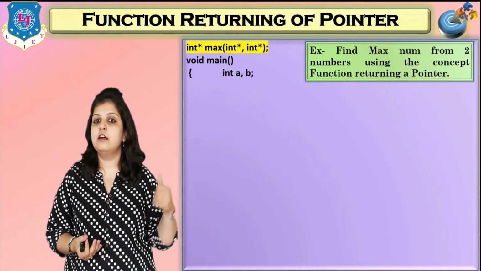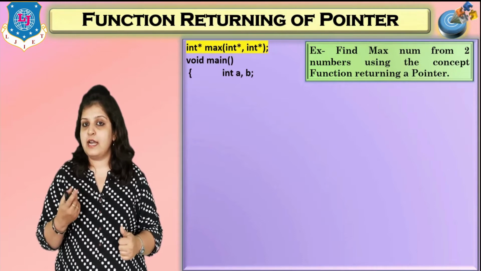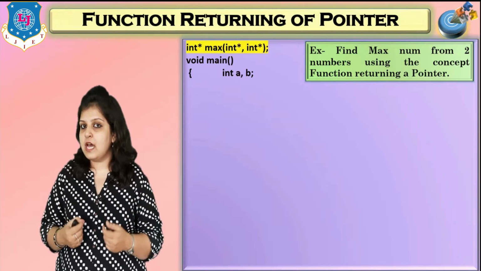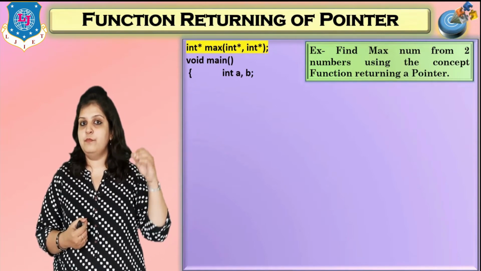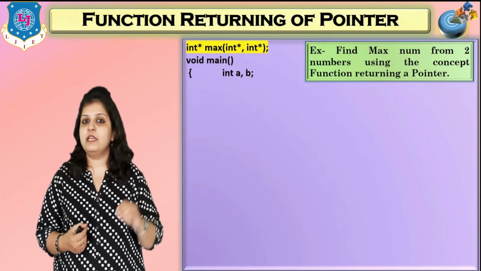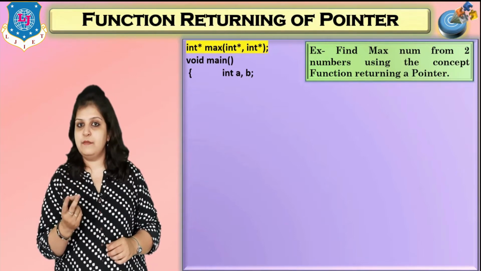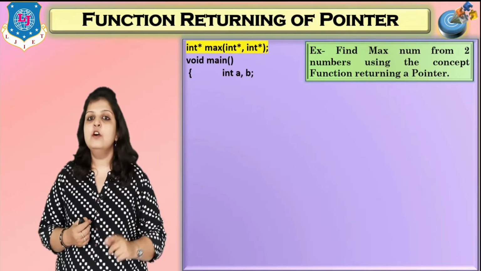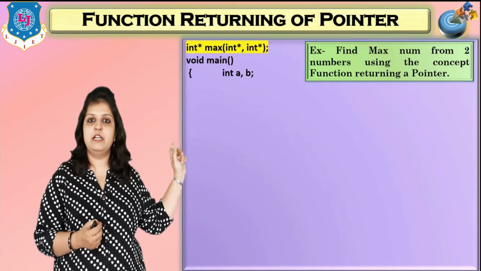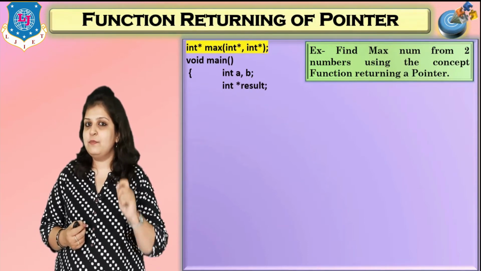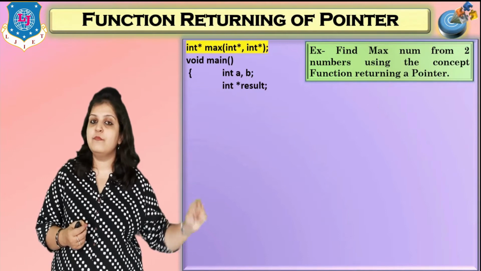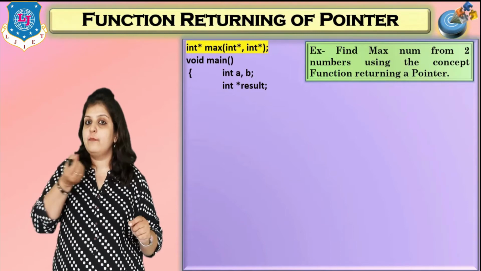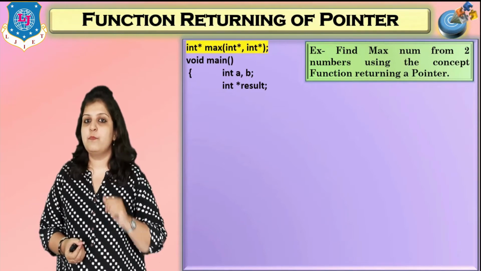Now write the main function. Which type of function is this? It is the category of return type with argument. When you use the with-argument concept, your input must be passed from the main function. So we have to take two variables here: int a, b, and one more variable, a pointer variable, int asterisk result. Why is this pointer variable required? Because when a value is returned, it is in the form of a pointer, so it must be stored in a pointer variable. That's why I am taking this pointer variable.